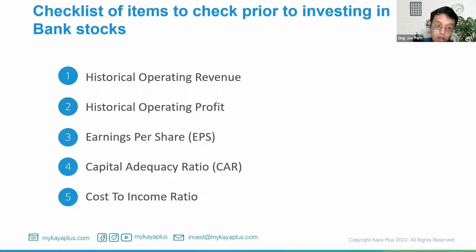Right. Of course, it is not that straightforward when it comes to choosing a bank stock to invest in. Here are 10 items I will briefly summarize, some of which we have already covered, to check before you invest in a banking stock, be it a Malaysian one or a Singapore one. Historical operating revenue: is the bank growing its operating revenue? Then, is the bank growing its operating profit? Per share performance: is the earnings per share growing? Capital adequacy ratio: this measures whether the banks have enough capital and retained earnings on hand to withstand any huge sell-offs or corrections whenever there's a financial crisis.